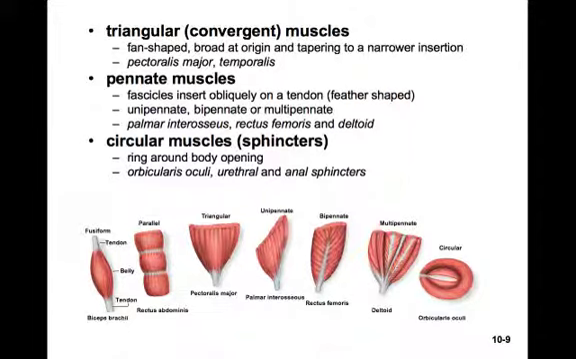And then finally, there are circular muscles, which can act as sphincters. They're rings around body openings, usually. We'll see them in the anal sphincter and the urethral sphincter, as well as around the mouth in the orbicularis oris and around the eyes in orbicularis oculi.